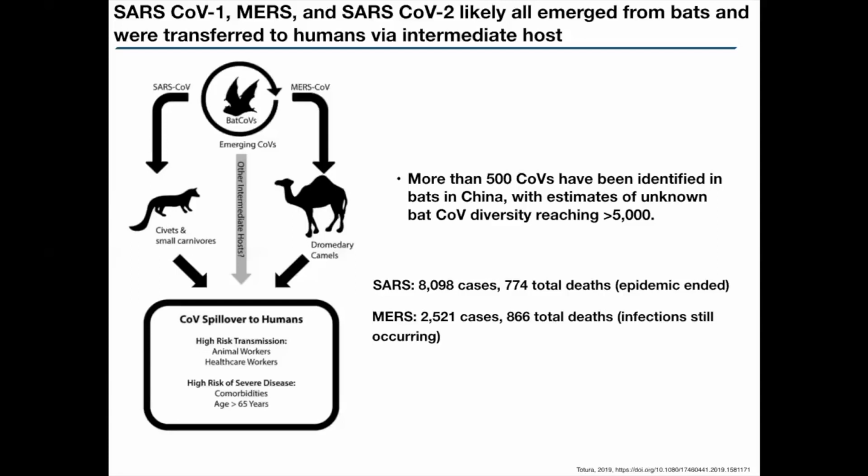MERS, on the other hand, has caused fewer cases, 2,521 to date, with 866 total deaths. This is actually the most pathogenic of the viruses, the one with the highest death rate of about 34%. Unlike SARS, MERS infections still periodically occur, and this is probably not through circulation in the human population. This virus does not transmit particularly well human to human, but these new infections are thought to occur from occasional recurrent spillovers from dromedary camels into the human population.